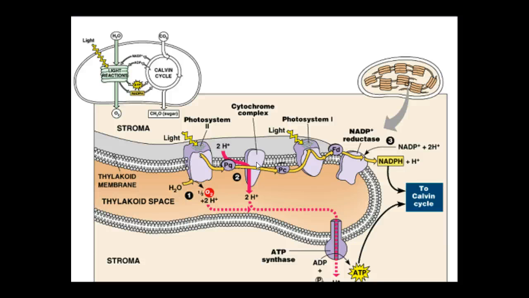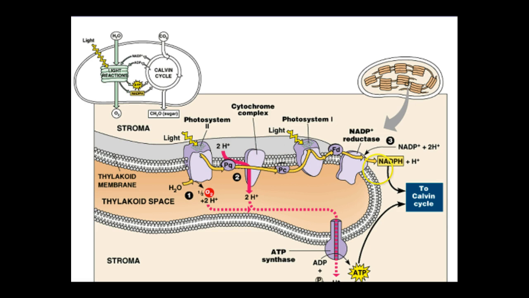All right, then each time an electron is passed, it releases a little bit of energy which is used to pump protons from the stroma. Here's our stroma right here, see it? From our stroma into the thylakoid space. So we're pumping protons in here now, as well as getting them from the water molecules. So now this thylakoid space is becoming concentrated with hydrogen ions.